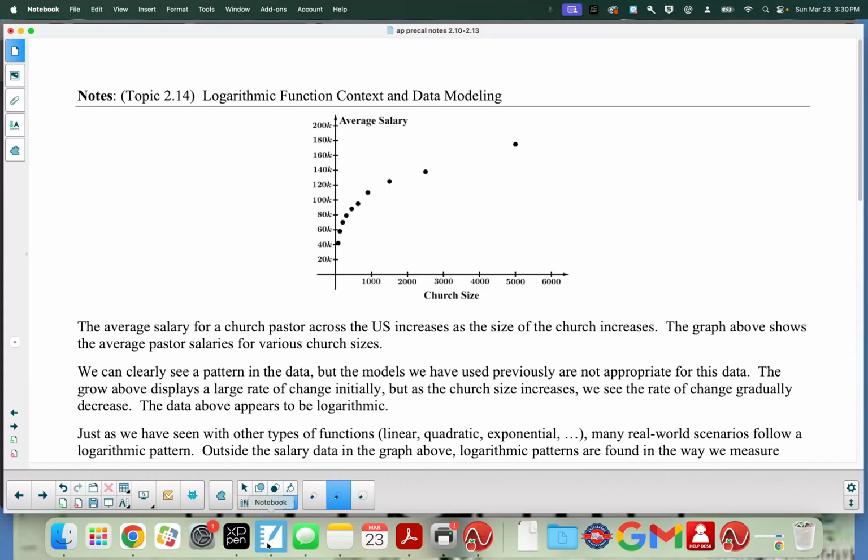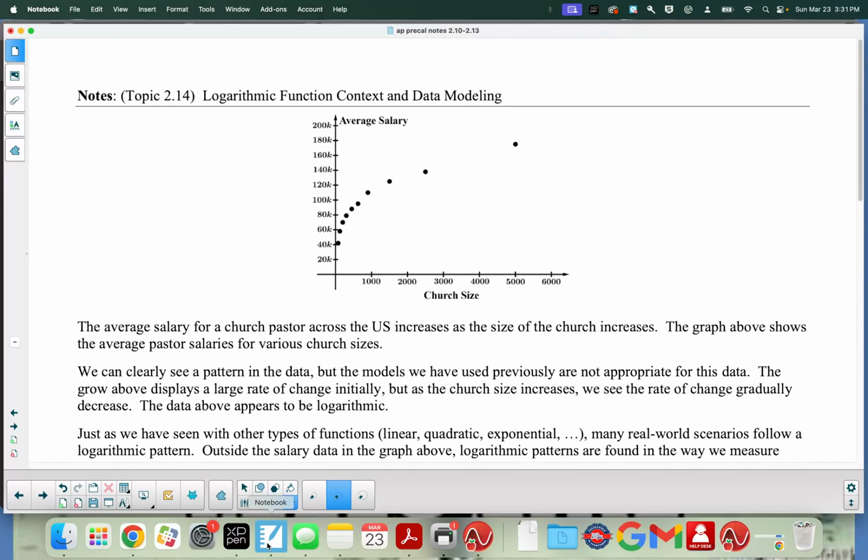So that's sort of looking at the pattern. Now we're going to be talking about actually using the calculator, Desmos or the graphing one, to write regression equations for logs. And that is something uniquely different because they are written in a very specific way.